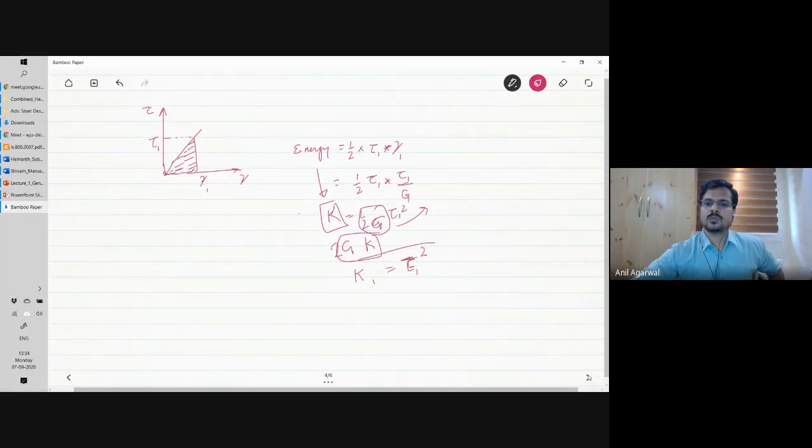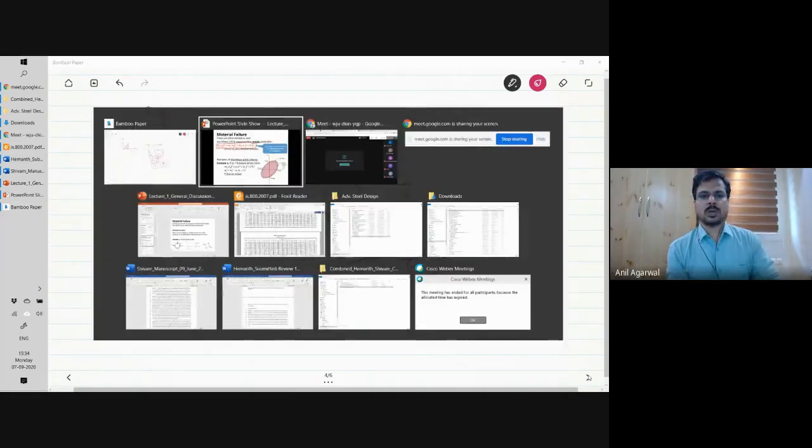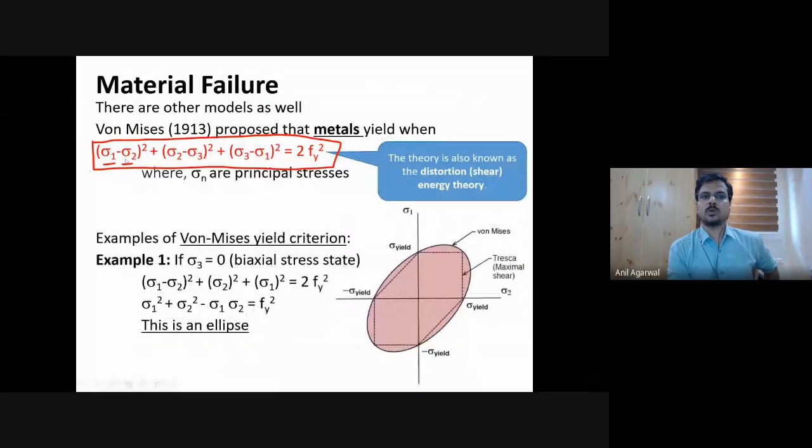Fine. So therefore, for the energy term, you get tau 1 square. And what he says is that, this is tau 1, 2, this is tau 2, 3, this is tau 3, 1, the maximum shear stresses. So you take the maximum shear stress in the 1, 2 plane, squared. That is the distortion energy for shear strain in plane 1, 2, plus the distortion energy in plane 2, 3, and in plane 3, 1. You add all of them, and that should be a particular value. That is 2Fy square, and this 2Fy square you can check from a uniaxial test.